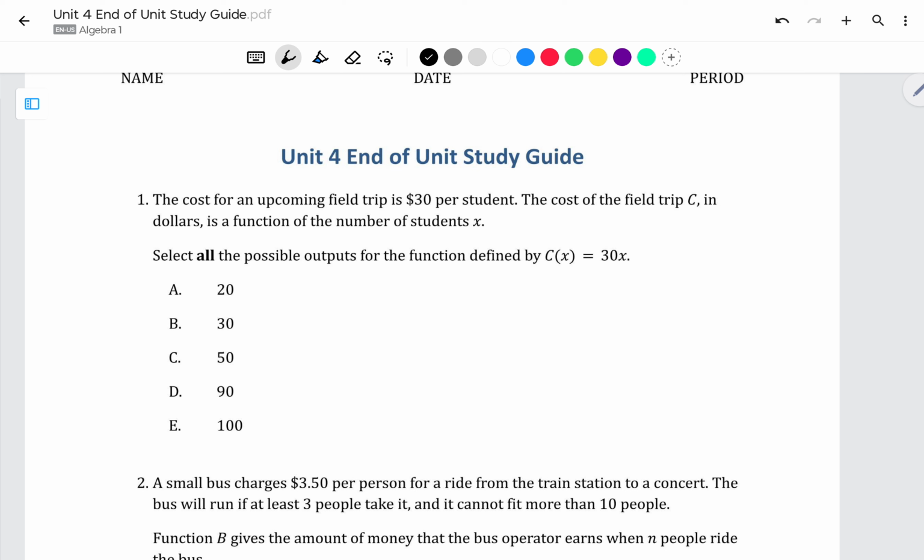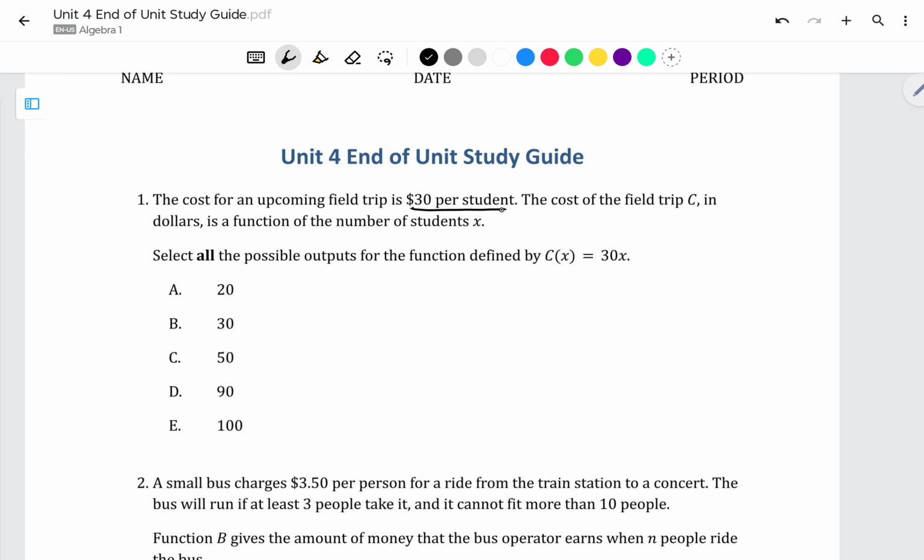The cost of the field trip C in dollars is a function of the number of students. Again, I say this all the time. Most of us aren't understanding what the question is asking, okay? And you know how to solve it. You just don't know how to approach the problem. So read through the directions carefully and start highlighting or underlining things that are key pieces of information.